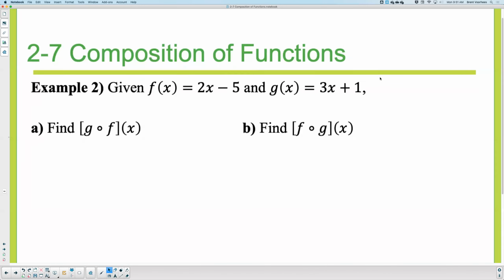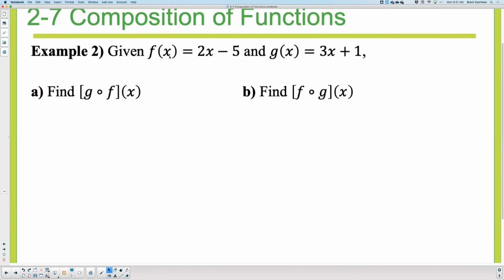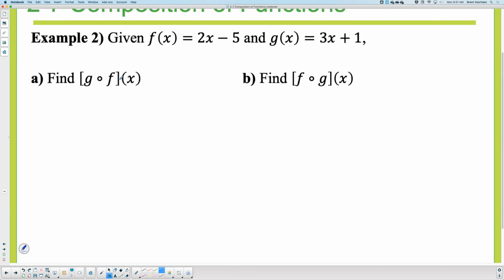Okay, example 2. Let's switch gears. What if we looked at this using equations? I have 2 parts here. Find g of f, and then we're going to find f of g. And we'll determine, do we always get the same answer? Will we get different answers? What can happen? So first, let's go with g of f.